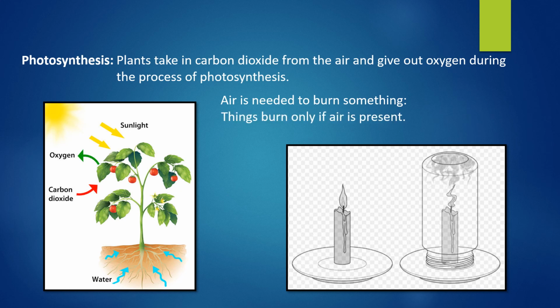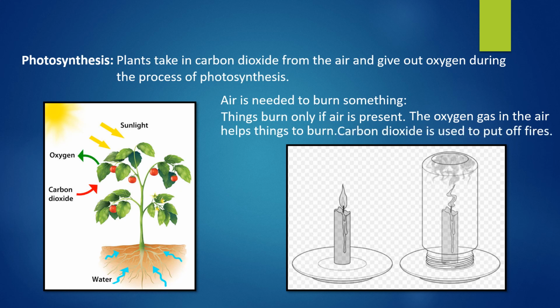Things burn only if air is present. The oxygen gas in the air helps things to burn. Anything that burns, whether in the atmosphere or anywhere, like firewood, also needs oxygen to burn. Carbon dioxide is used to put off fire. So when carbon dioxide is used, the fire will automatically be put off.